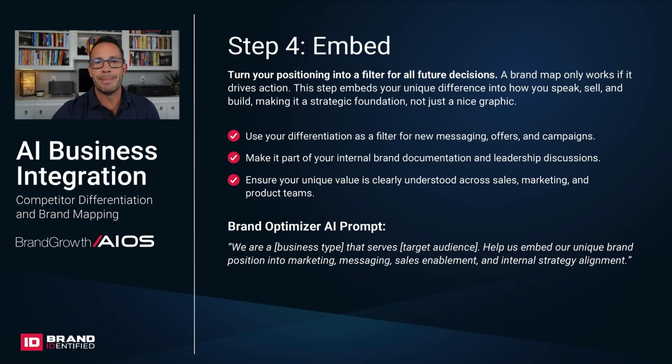Step number 4 is to embed. So you're going to turn your positioning into a filter for all future decisions. A brand map only works if it drives action. This step embeds your unique difference into how you speak, how you sell, and how you build, making it a strategic foundation, not just a nice graphic. So you're going to use your differentiation as a filter for new messaging, offers, and campaigns. You're going to make it part of your internal brand documentation and your leadership discussions. And you're going to ensure that your unique value is clearly understood across sales, marketing, and product teams. And then I've provided you with another BrandOptimizer.AI prompt for step number 4.